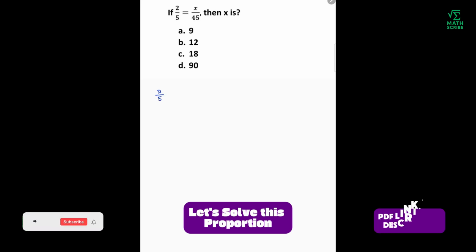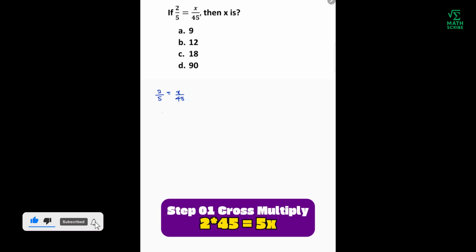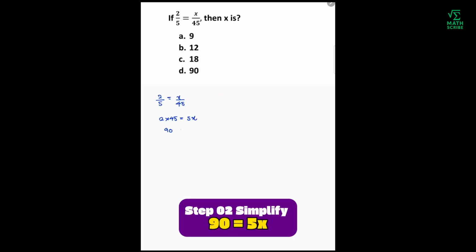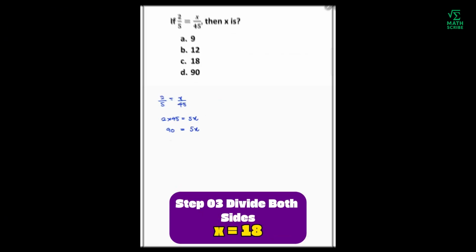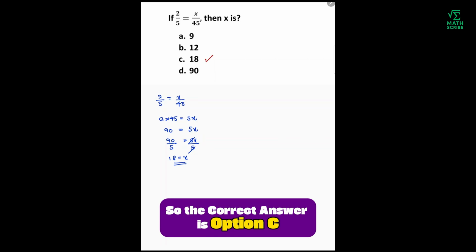Let's solve this proportion. 2 divided by 5 equals x divided by 45. Step 1. Cross multiply. 2 multiplied by 45 equals 5x. Step 2. Simplify. 90 equals 5x. Step 3. Divide both sides. x equals 18. So the correct answer is option C.